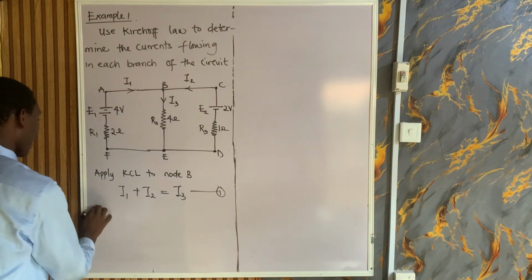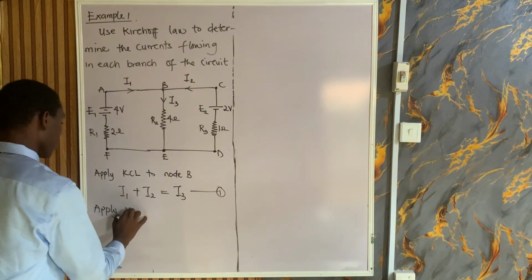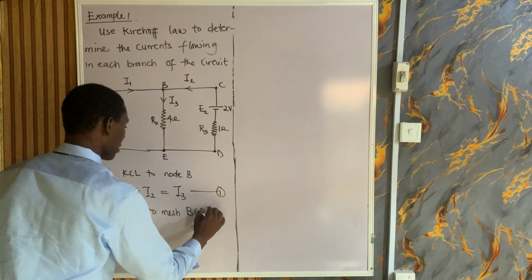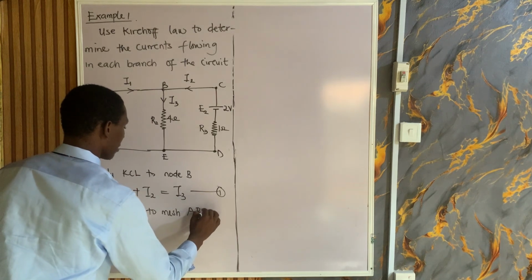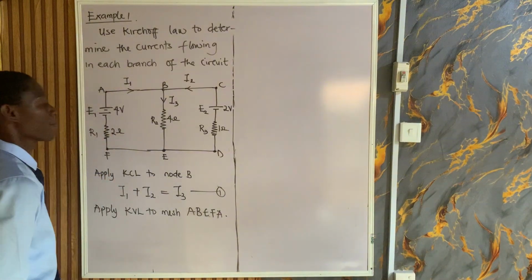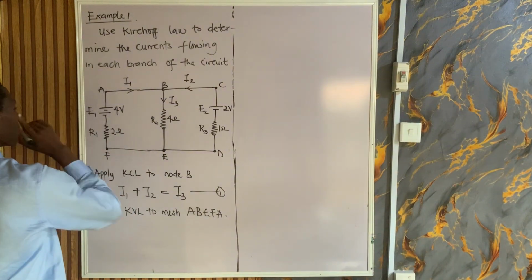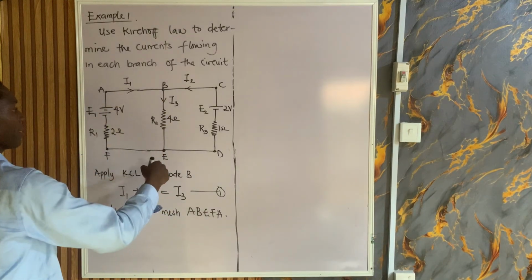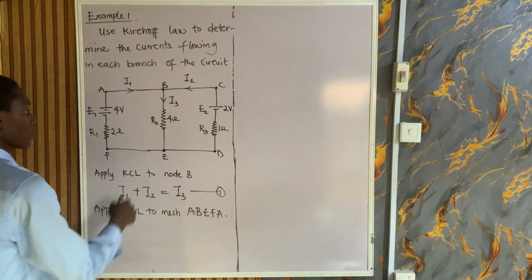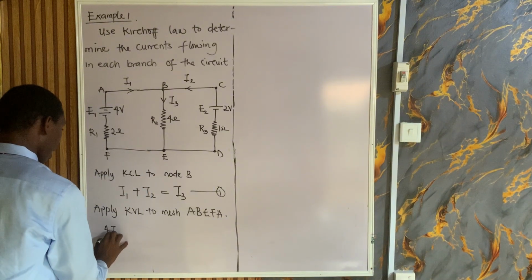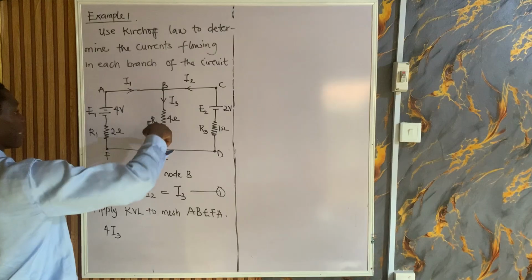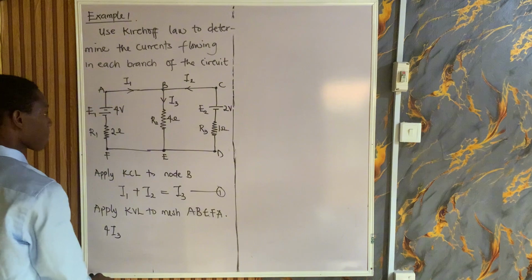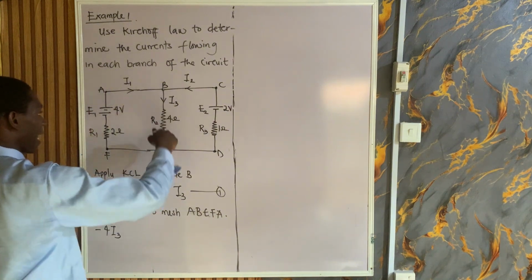Then I'm going to apply KVL to mesh A, B, E, F, A. Going from A to B, there's nothing there. So let's go from B to E. From B to E, we have the 4 ohm resistor, which is the R2. So it will be 4 I3, because the current flowing is I3. So 4 I3. Ohm's law, IR, for the resistor and the current. Now it's going to be negative. Why? Because I'm going from B to E and current is also going downward.